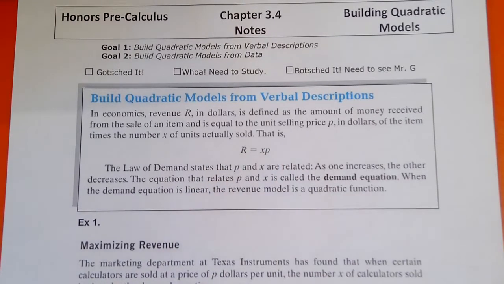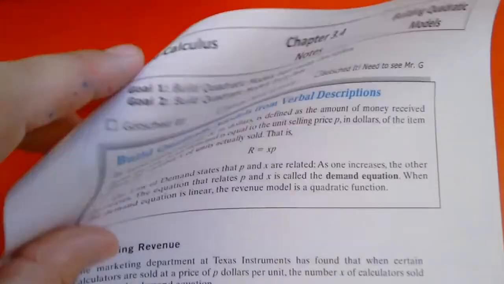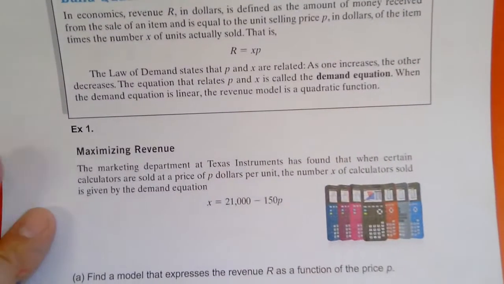Okay. Law of demand states that P and X are related. So as one increases, the other decreases. The equation that relates P and X is called the demand equation. When the demand equation is linear, the revenue model is a quadratic function. And that's what we're trying to build today. We're trying to build a quadratic. So taking a look at example 1, we're going to use that information.